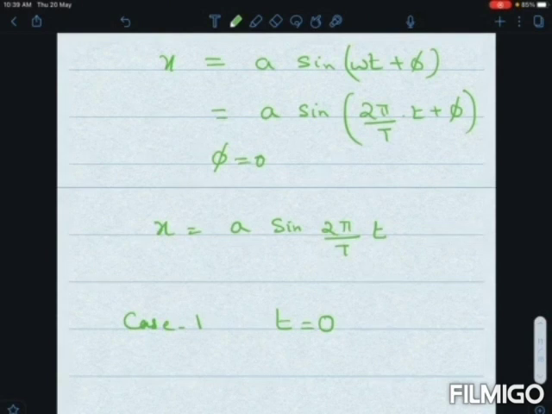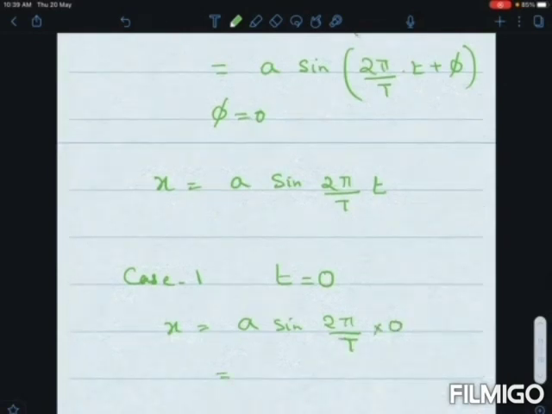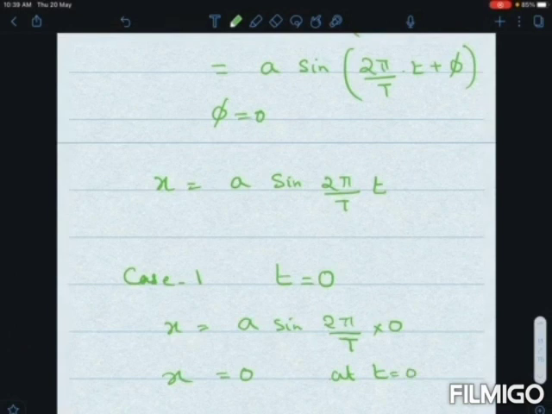So what happens? Just look at the equation. When you substitute x is equal to a sine 2 pi by T into t = 0, this becomes 0. X is equal to 0. You get the first position. So x is equal to 0 at t is equal to 0. That's case 1.